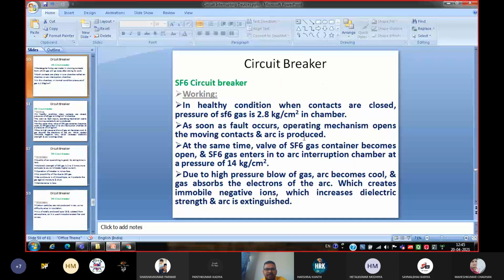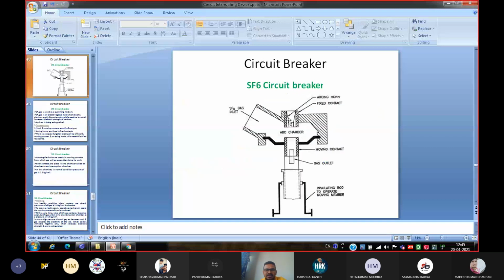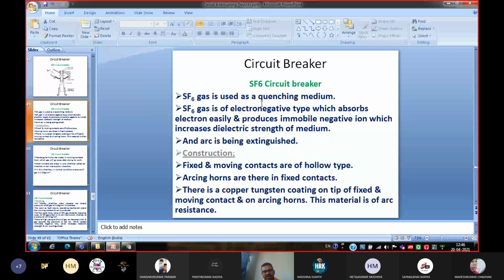Whatever is here, this whole circuit, whole construction is of enclosed type, as well as the arc chamber, which is wholly enclosed type. Here the gas cylinder, which is not shown in the figure, is also of the wholly enclosed type. That means the whole circuit breaker is a fully enclosed type circuit breaker.